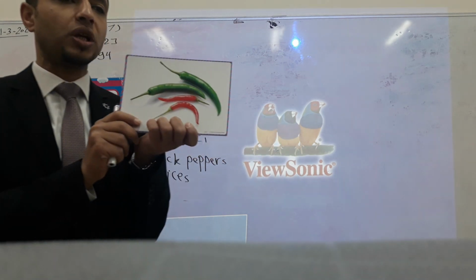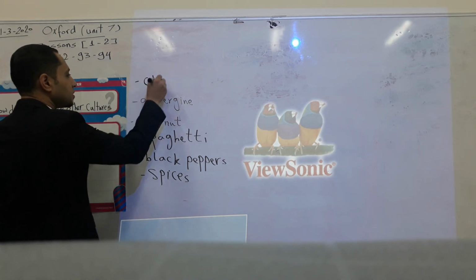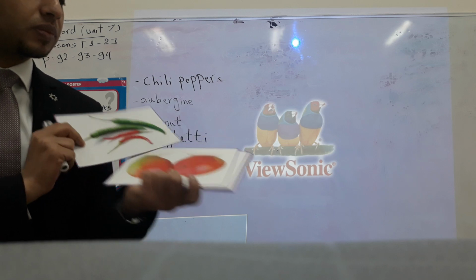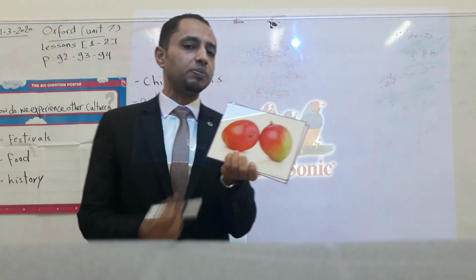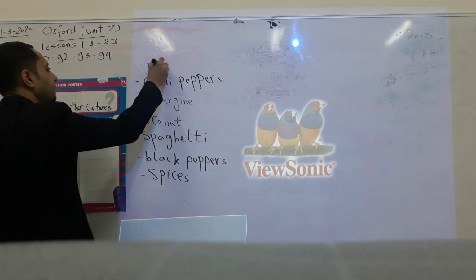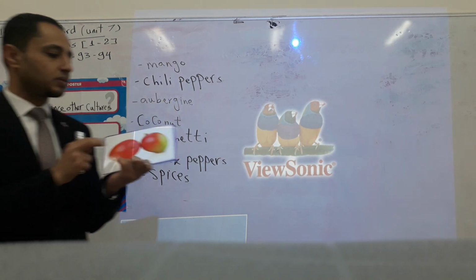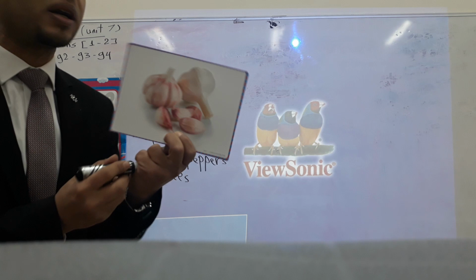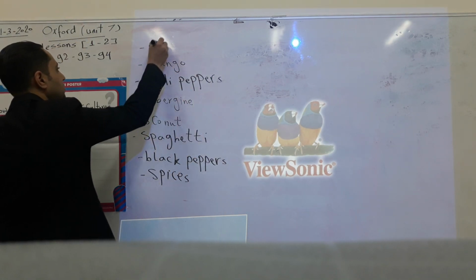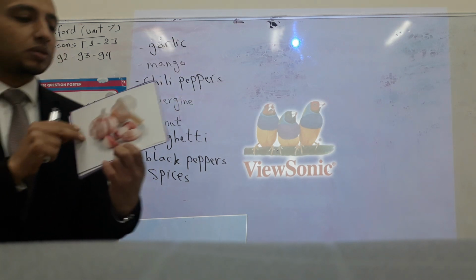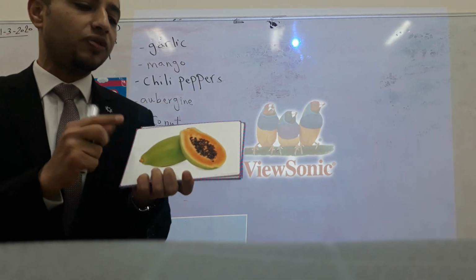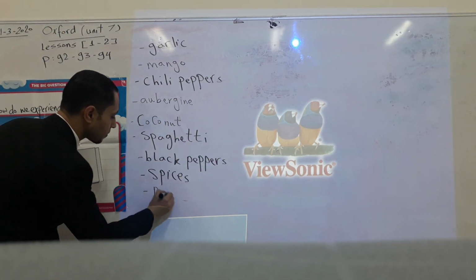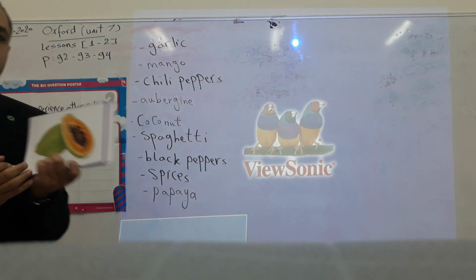Here, chili peppers. Yes, chili peppers. What a delicious kind of fruit. Yes, it's mango. So, you know, the French people use this a lot. It's garlic. This delicious kind of fruit also is used a lot in India. It's papaya. Yes, papaya is a kind of fruit.